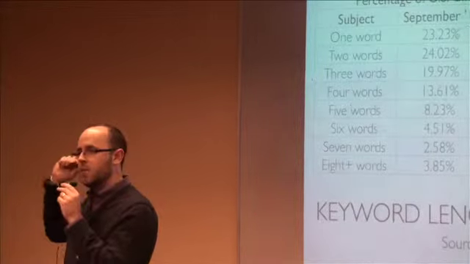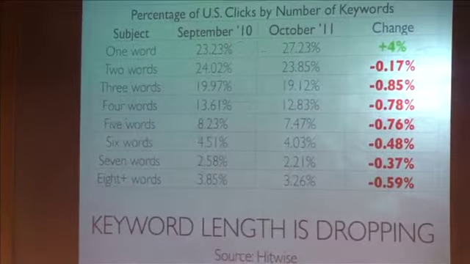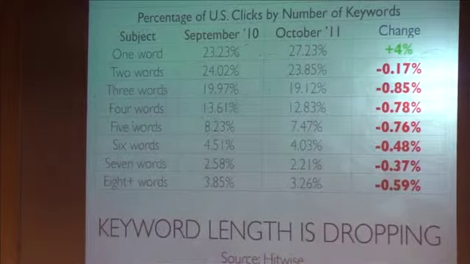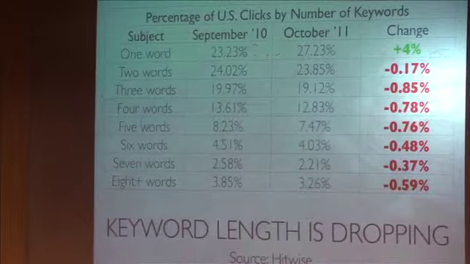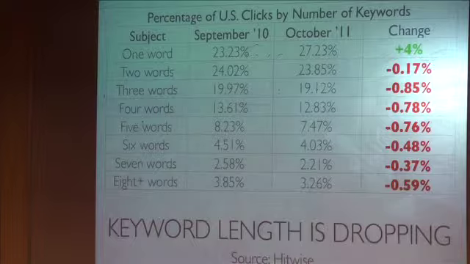This study that comes out from Hitwise just about every quarter, I think, is really interesting. It's looking at the percentage of US clicks by number of keywords. And what we're seeing is over the last year, people are getting more and more specific. So instead of using 3 or 4 words, as you can see, that's been dropping down in the last year. And look at the one word. It's gone up 4% in the last year.